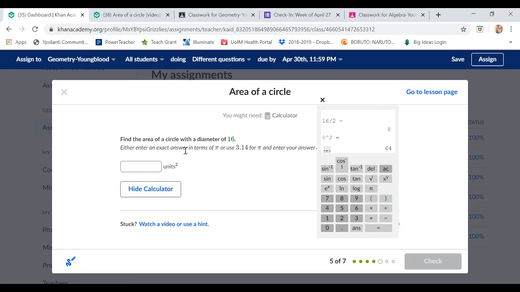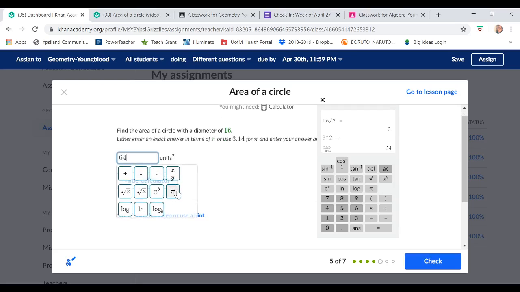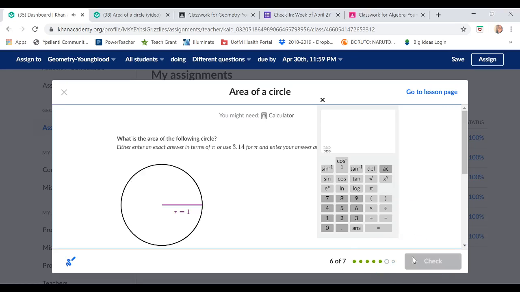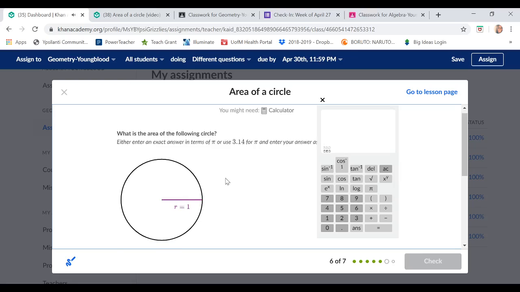And then they say we can enter the exact answer. So that means we can just type 64 pi. If they didn't have that option, then you could do 64 times 3.14, but it's best to be as approximate as possible when you're able. So you could also type in this number, 201.06, and that would work as well. Less work.